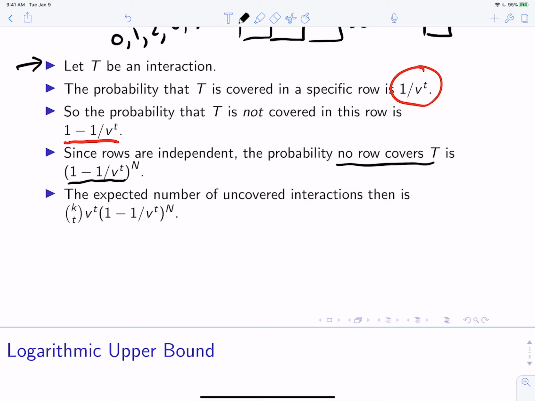Then I do something interesting. I calculate the expected number of interactions left uncovered. It's the number of interactions that we have, k choose t times v to the t, times the probability that it is not covered. That gives us the expected number that is not covered. Why do you think I want to calculate this? To check if it's a covering array.